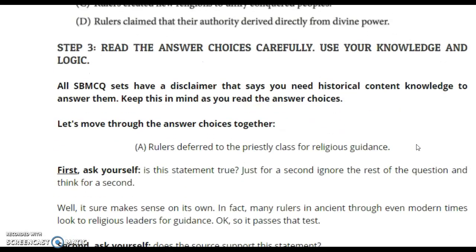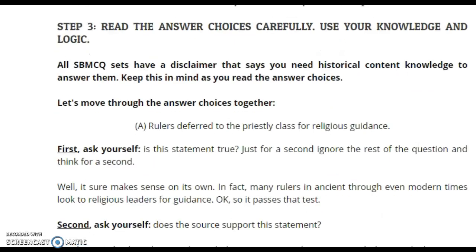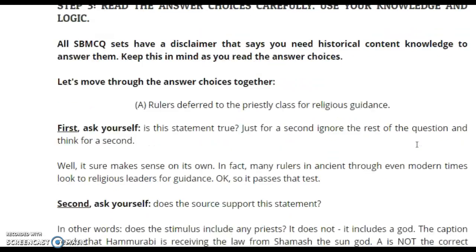The third step is to read the answer choices carefully, use your knowledge and logic. All SBMCQs have a disclaimer that says you need historical content knowledge to answer them. So keep in mind, that's why it's so important for you to read the book, to take notes on it, because you do need to have that content knowledge.